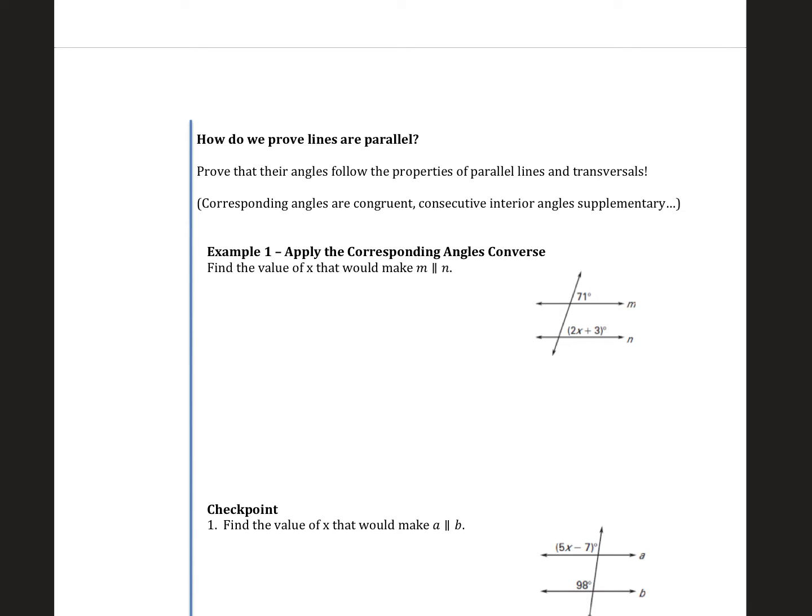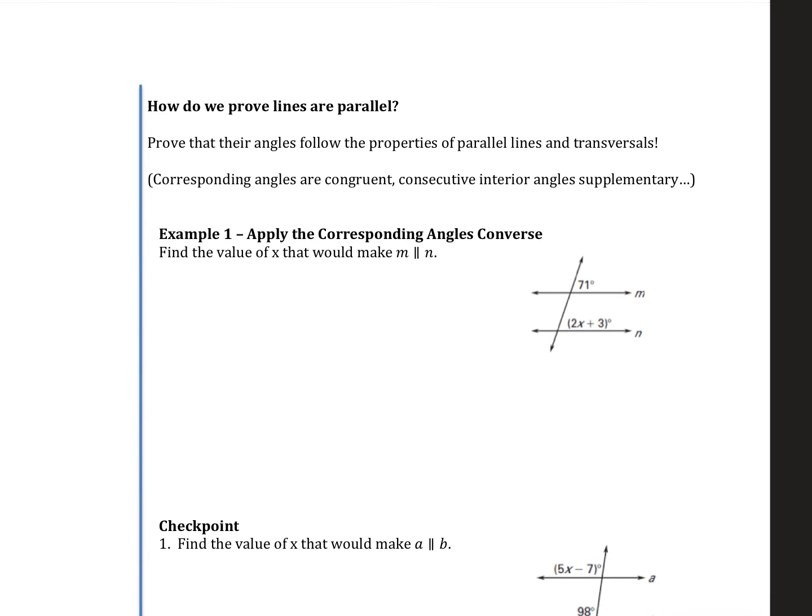So, example 1, it says, apply the corresponding angles converse. Find the value of x that would make m parallel to n. Well, if those lines are parallel, then the corresponding angles should be congruent. So we're going to set them equal and figure out what value of x we get, and that will make the lines parallel, because for these lines to be parallel, they have to have a value of x that makes it true. Now we have to solve for x. Why don't you pause the video so you can solve this.